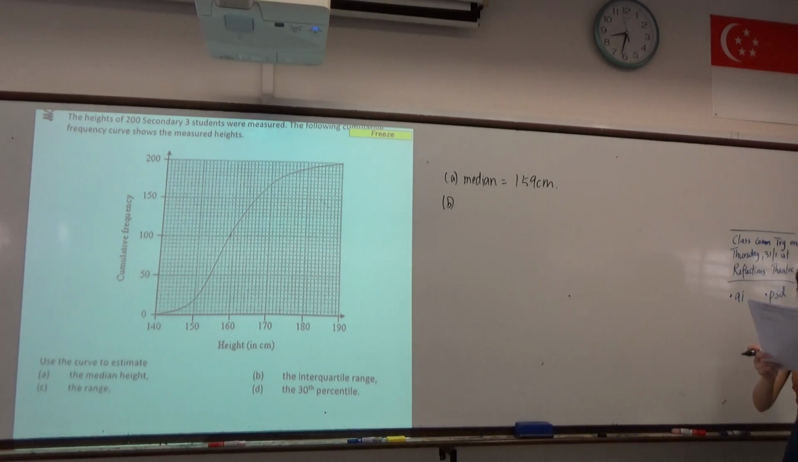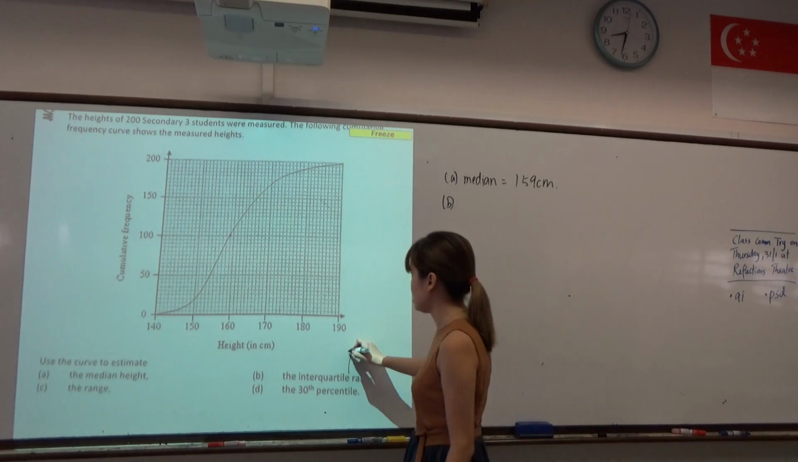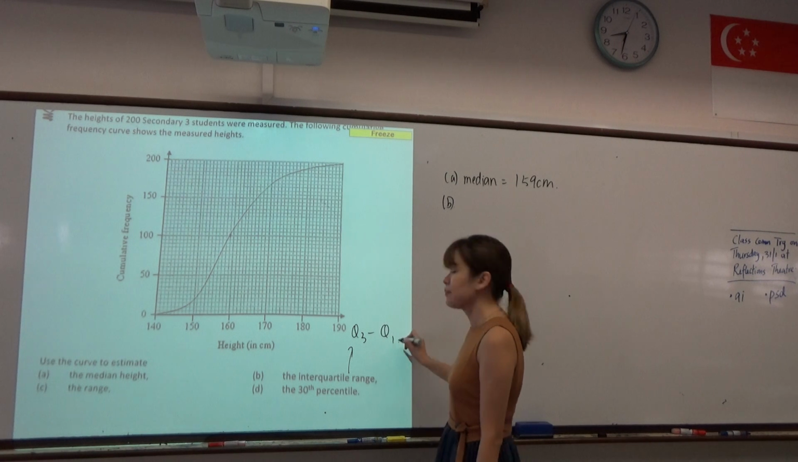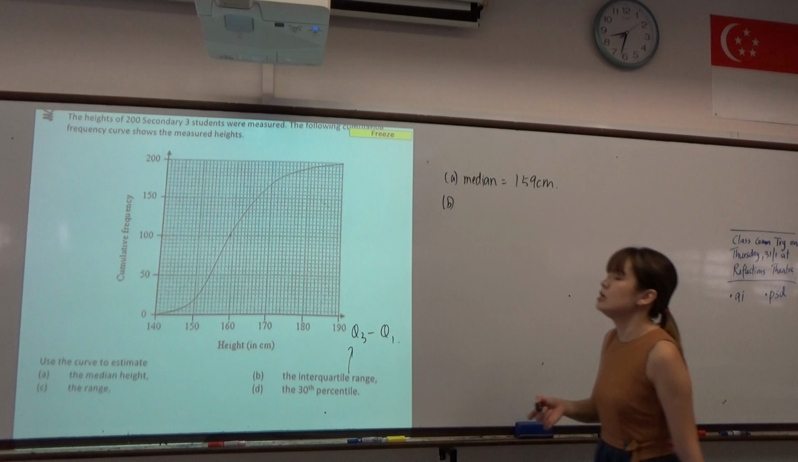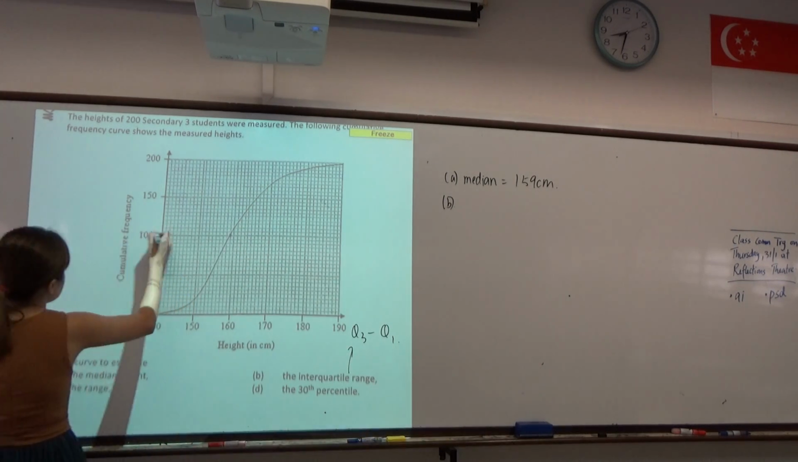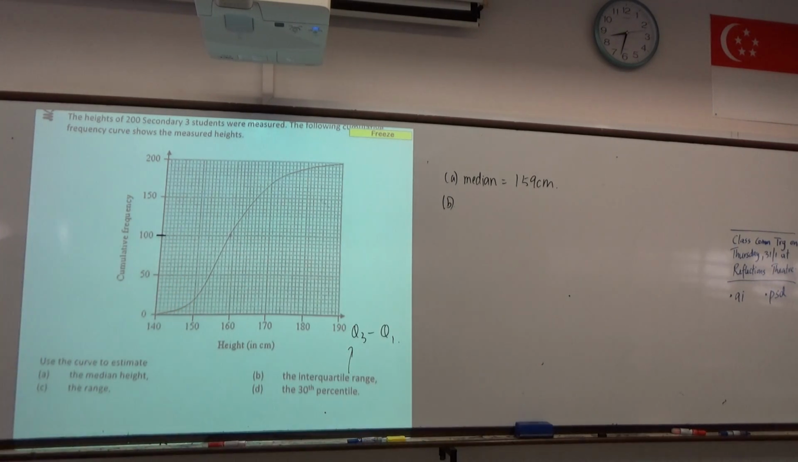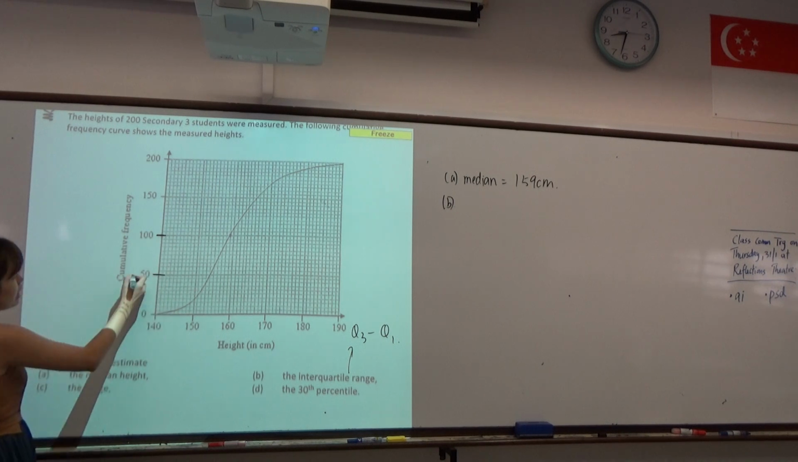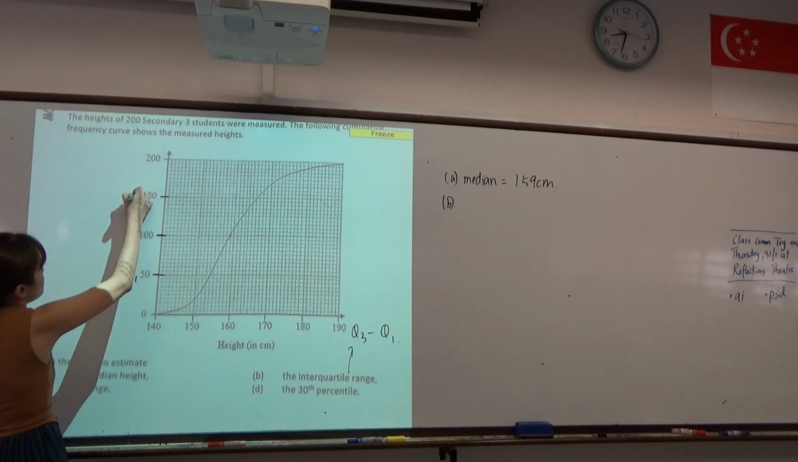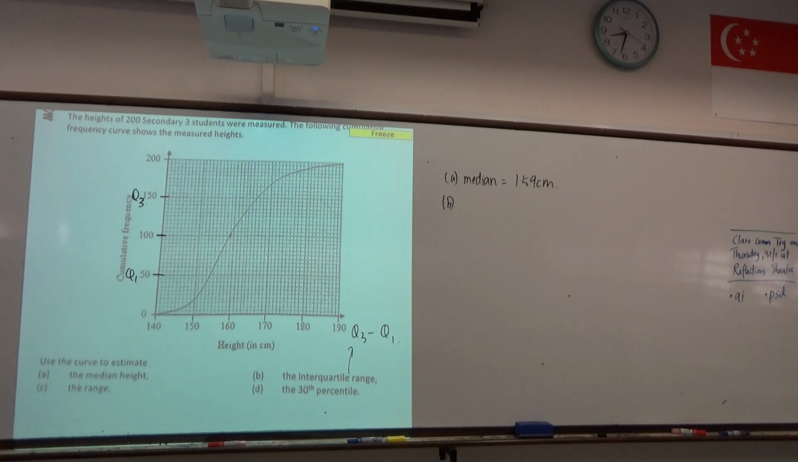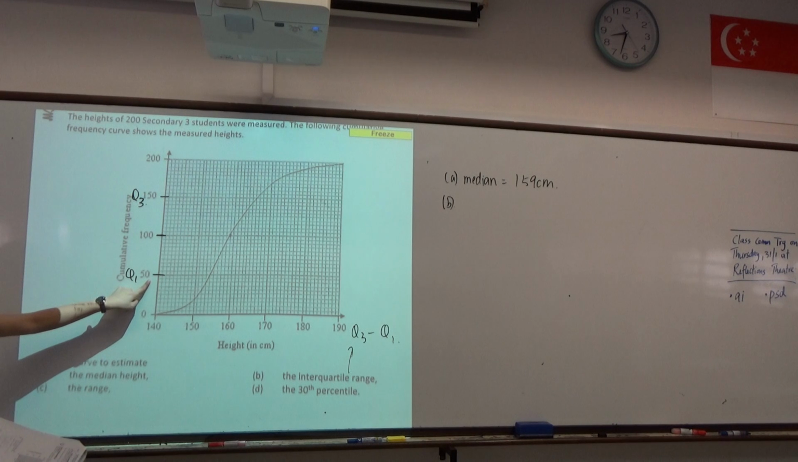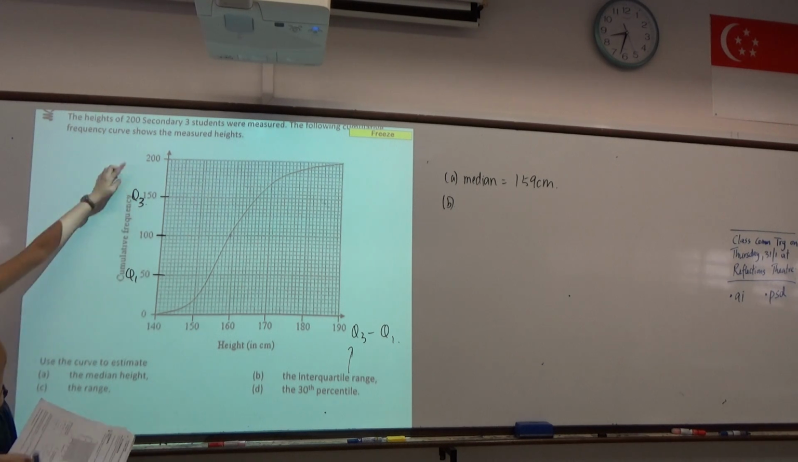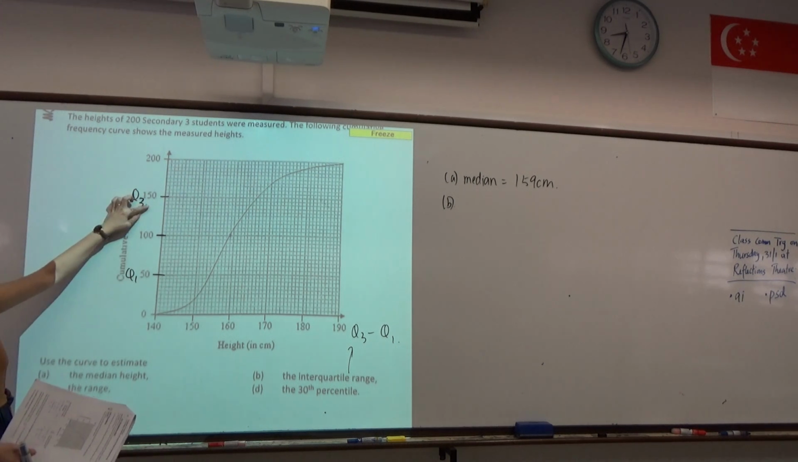Then for the interquartile range, earlier on when we want to find the interquartile range, we need Q3 minus Q1. So we still need to find out what is Q3 and what is Q1. If this is where the middle is, this is where the 50% is, then Q1 will be over here and Q3 will be here. Because the left part of the median, the middle will be at 50, and then the right part, the middle will be at 150.